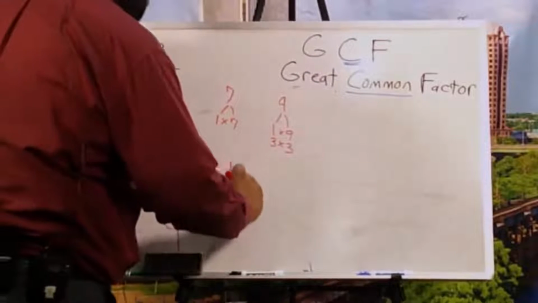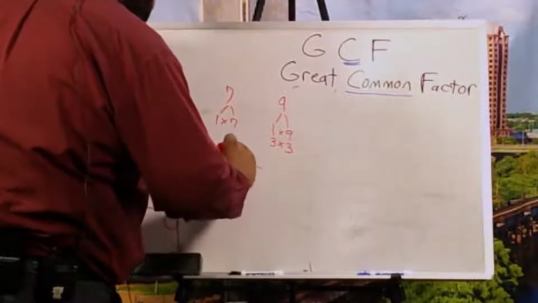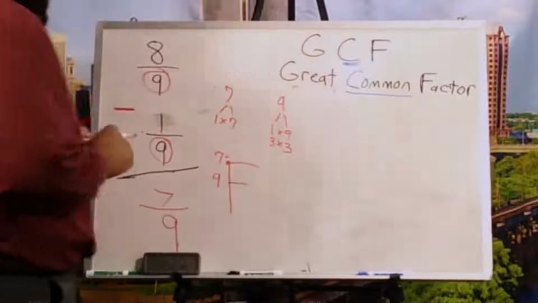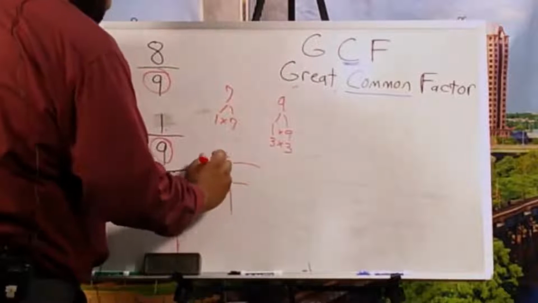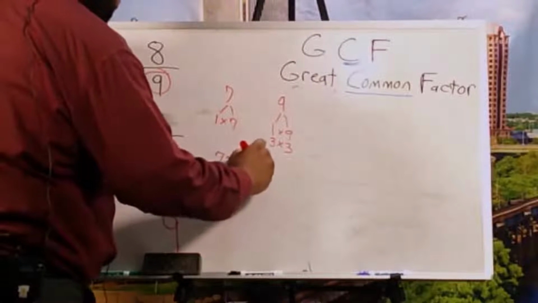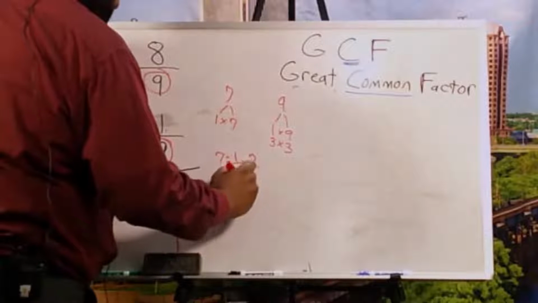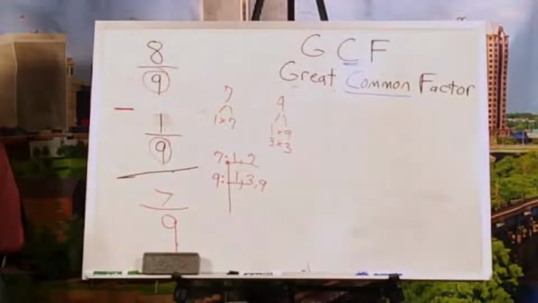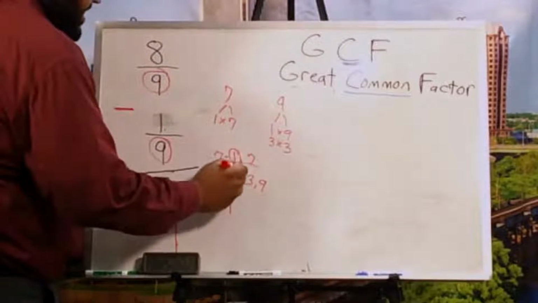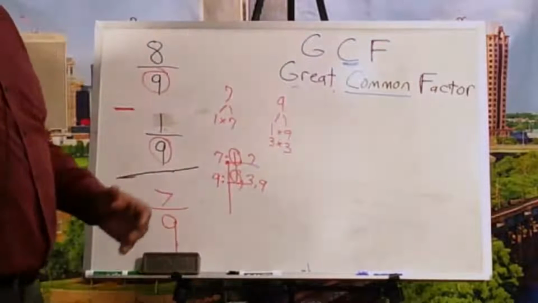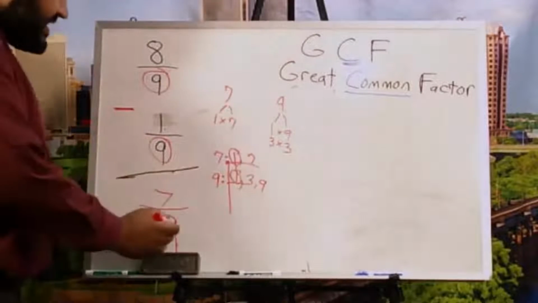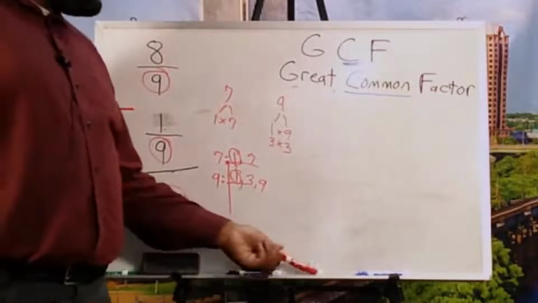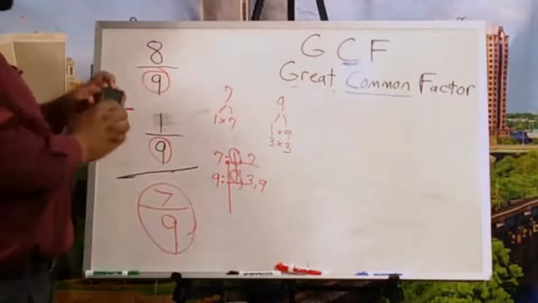Let's do my big F to check it. My 7 and my 9. What gave me 7 here? 1 and a 7. What gives me 9 here? 1, 3, and 9. The only thing they have in common is 1. If the only number they have in common is a 1, then guess what? It's going to stay the same. Questions or concerns?